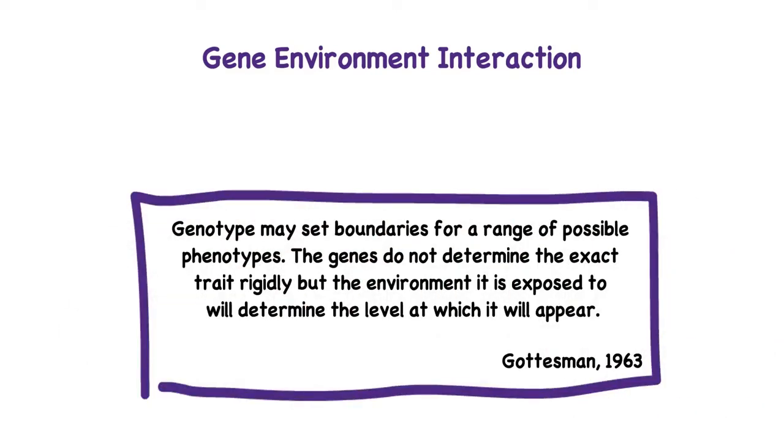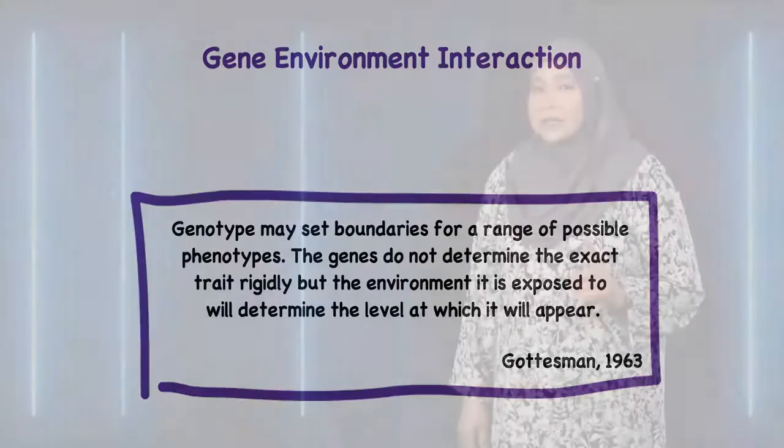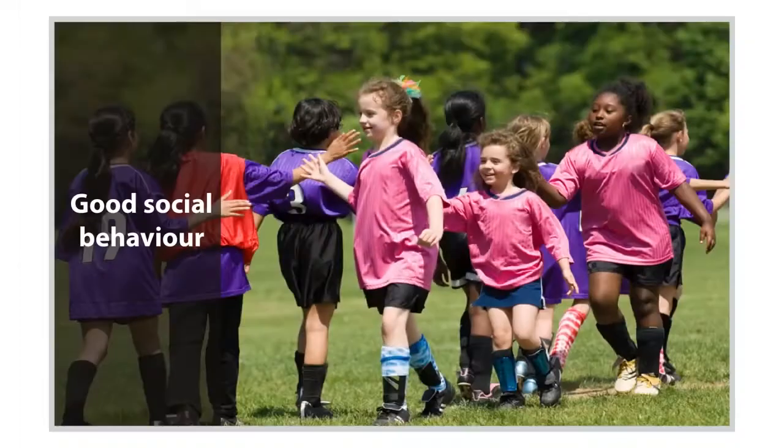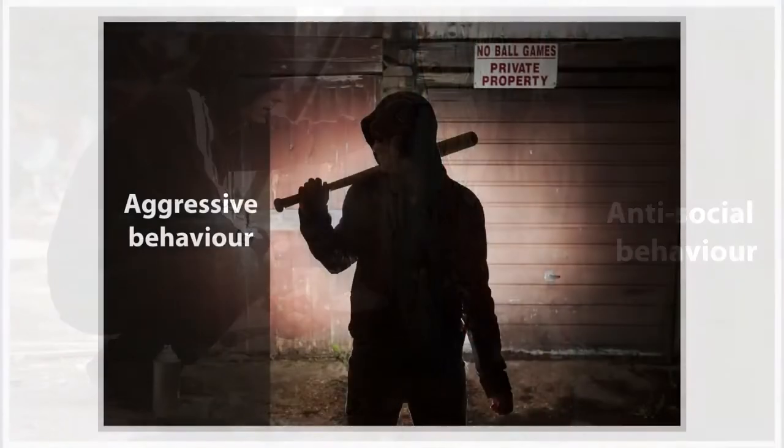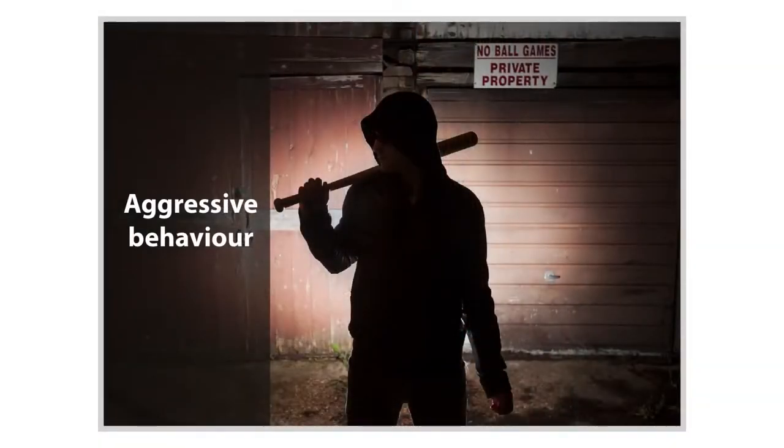at which it will appear. For example, a child who experiences strong attachment will portray good social behavior, but a child who did not receive strong attachment might show some antisocial behavior, and a child who was abused by his mother would show aggressive behavior.